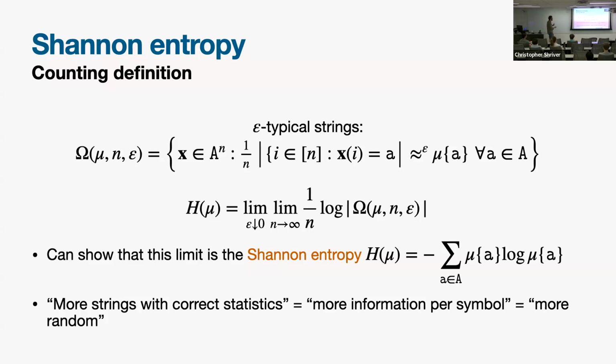I just want to say a few non-rigorous things about why you would think about this as an entropy, if you're thinking about this formula. If you have more strings that have the correct statistics, that kind of means that mu is imposing less restriction on the strings that you're allowed to send. So at one extreme, if mu is completely deterministic, you can only send one signal essentially at any length. So it doesn't let you transmit information. That sort of corresponds to having entropy 0. I'll do some more calculations in the future, but that's supposed to be some idea of why you would think about this as a measure of randomness, or information.